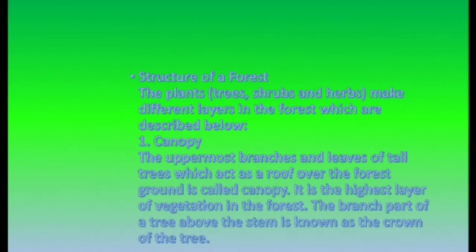So, next we are going to see about the structure of a forest. The plants, trees, shrubs and herbs make different layers in forest, which are described below. Canopy: the uppermost branches and leaves of tall trees which act as a roof over the forest ground is called canopy. It is the highest layer of vegetation in the forest. The branch part of a tree above the stem is known as crown of the tree.